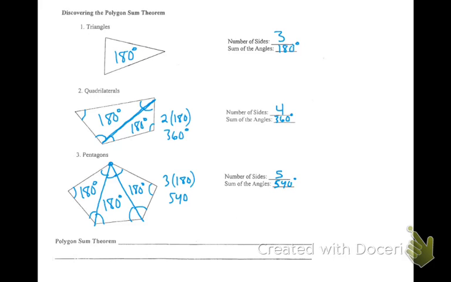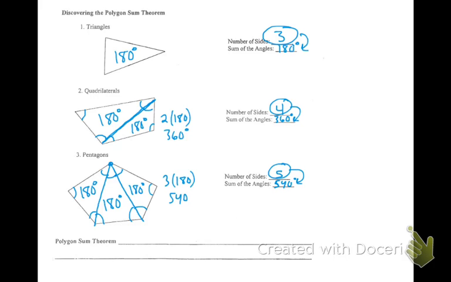Well, notice that as the figures increase in the number of sides, I'm multiplying by one more, or I'm adding another triangle into the figure. So the question is, how can I use this number of sides to determine how to get 180 degrees? How do I use the 4 to get the 360 degrees? How do I use the 5 to get 540 degrees?